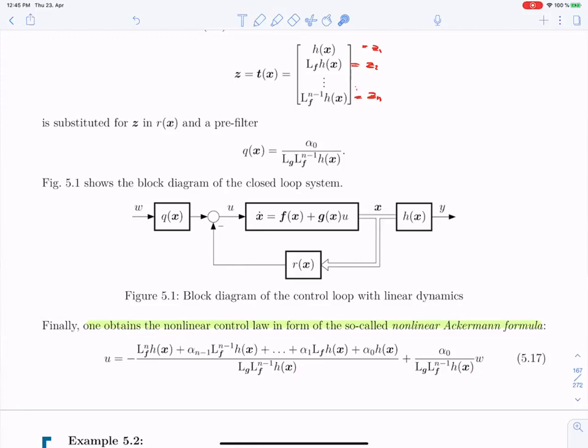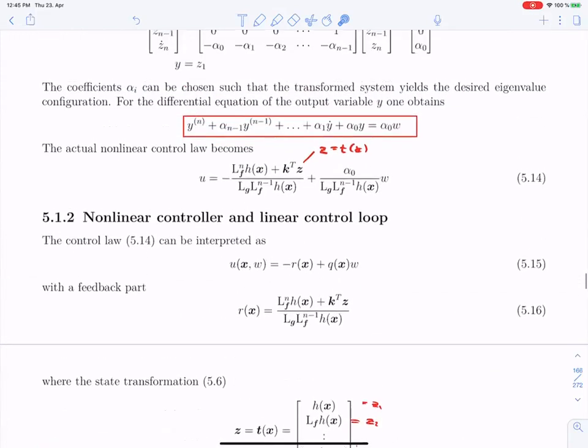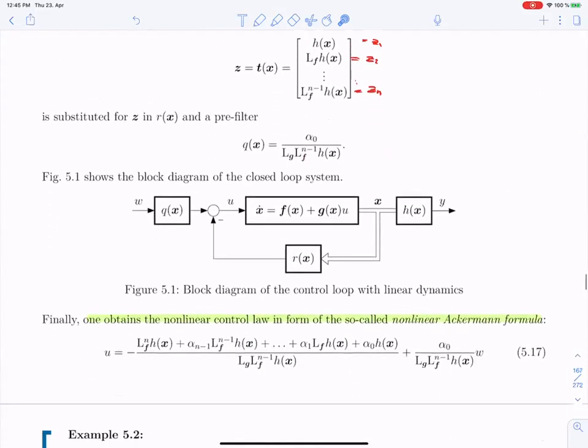So if you want to implement this, for example, in MATLAB or in Simulink, and we have a number of examples which we are going to distribute, you can use this so-called Ackermann formula. So you see, it's a nonlinear control law. The coefficients alpha 0 through alpha n-1 obviously are determined from the linear Ackermann formula only by determining the characteristic polynomial. And by applying this control law to the nonlinear system, we get a linear behavior. So this is the overall trick of feedback linearization.